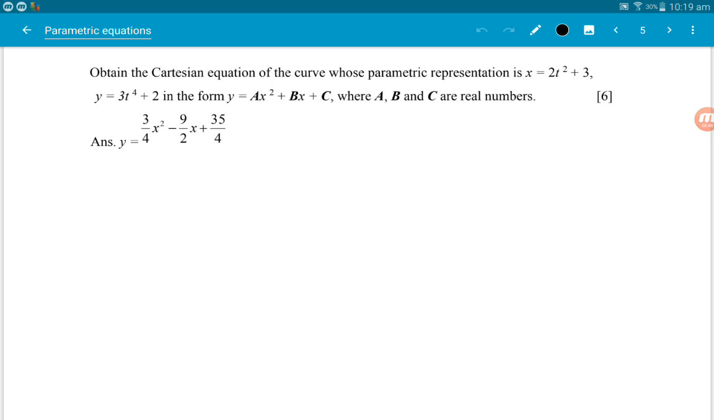I want you to try this one yourselves before I do it. So pause the video and try it yourselves and then resume to see the solution.